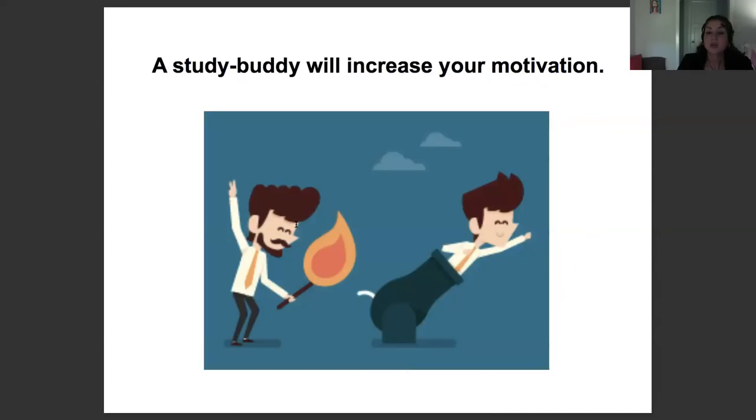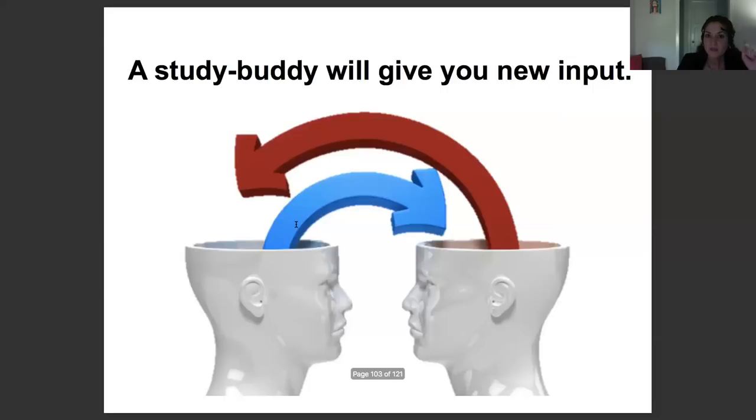A study buddy will increase your motivation. It's been proven time and time again. If you have somebody to study with, you will be motivated. A study buddy will give you new input. You can learn a lot by exchanging ideas, seeing the way people take down notes, seeing what works for them.